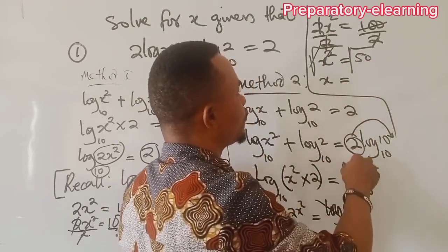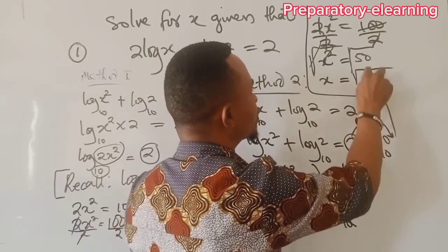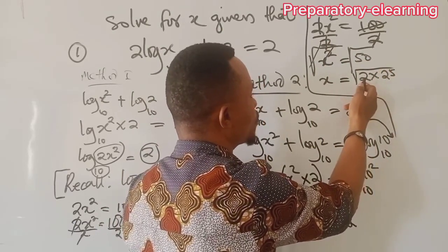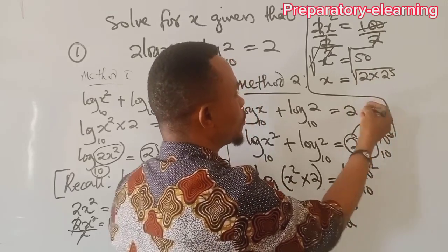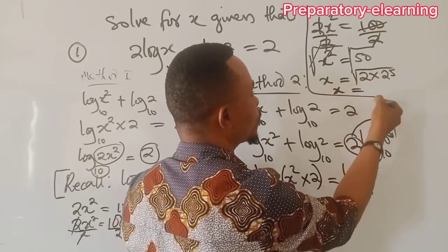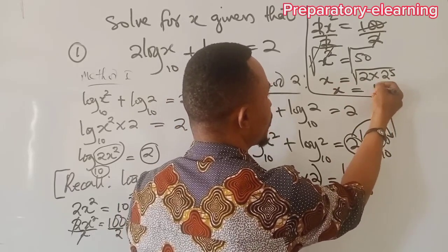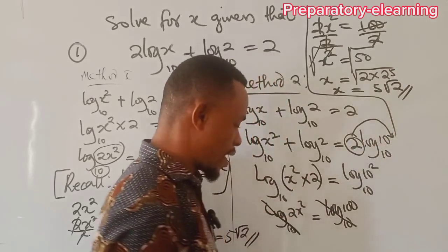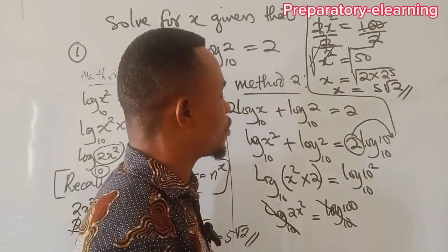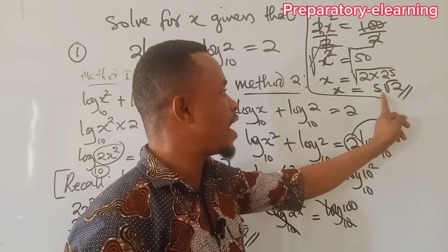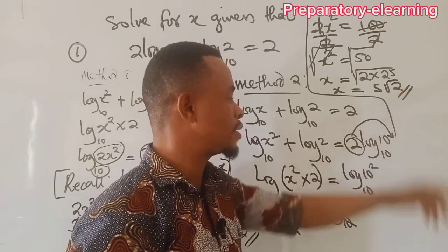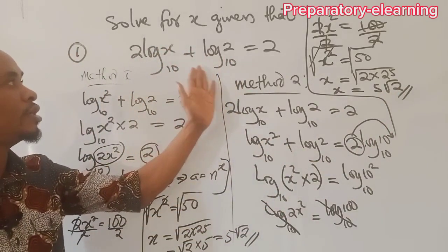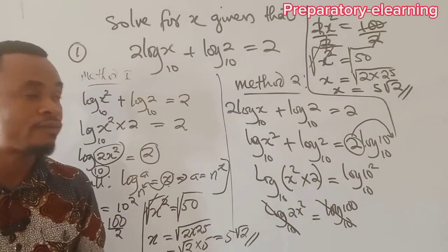Now 50 can be simplified as 2 times 25. We don't have a square root for 2; 2 is not a perfect square. So we leave it with a root. So x equals what? The square root of 25 is 5, so 5 root 2. But if the answer is in decimal, you can use a calculator to enter 5 times root 2 and you have your answer there. That's a simple solution for the first question, equation of logarithm that we have to solve.